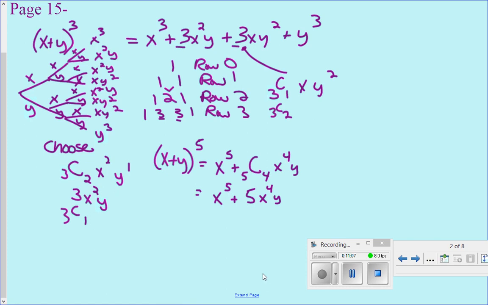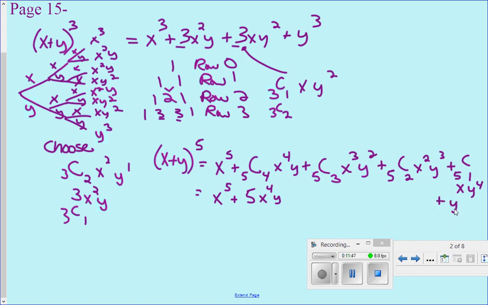Okay. And then the last thing we talked about earlier when we first did this was that there's the mirror image thing happening. So once we get the first few terms and we get to the center, we can copy their mirror image to get the coefficients. So then I have plus sign. I'm going to do 5c3. It's going to be x cubed, and the y is going to be squared. They have to total 5. Plus sign 5c2 is going to be x squared, and the y is going to be cubed. Plus sign 5c1, x is going to be to the 1st and y is going to be to the 4th. And last plus, I'm ready for my last term, so just y to the 5th.